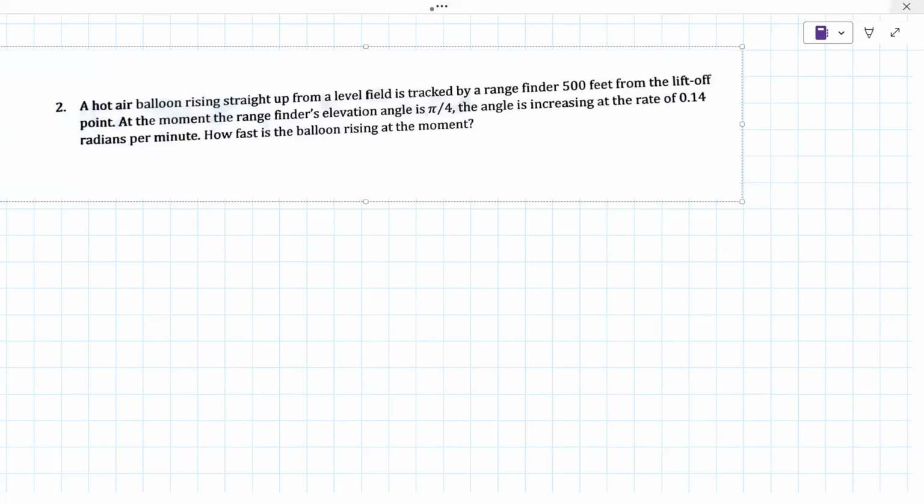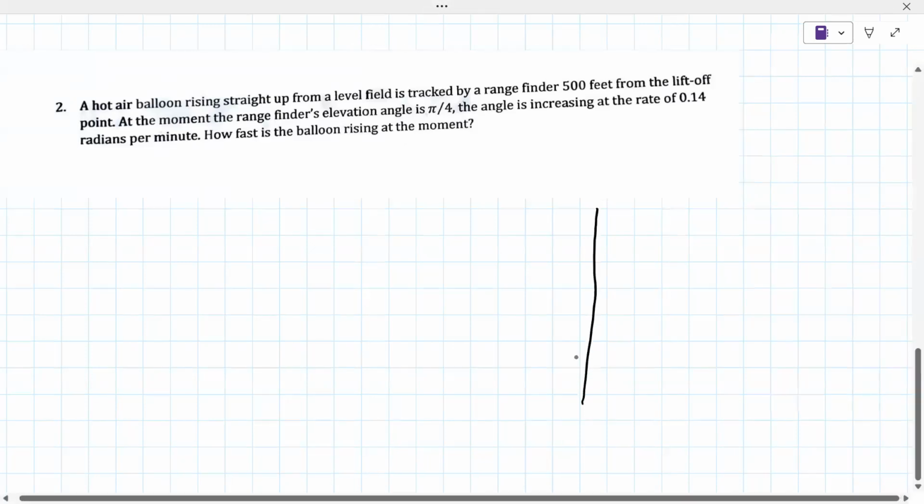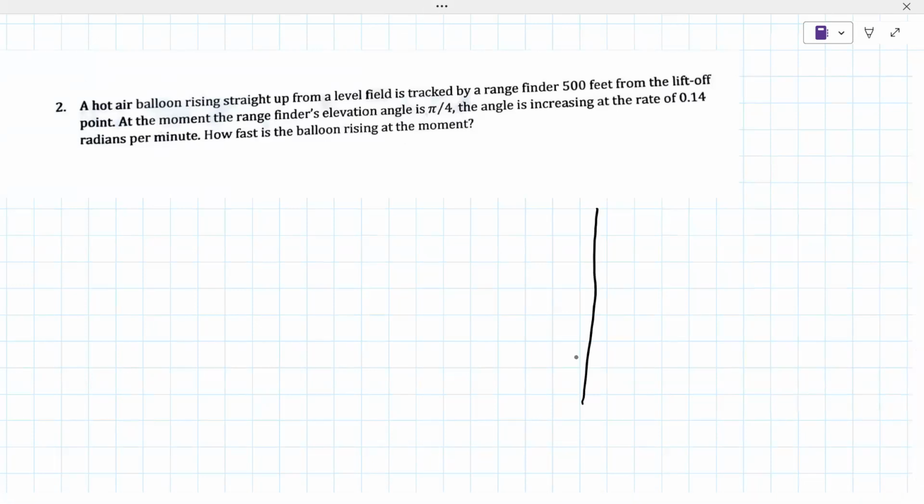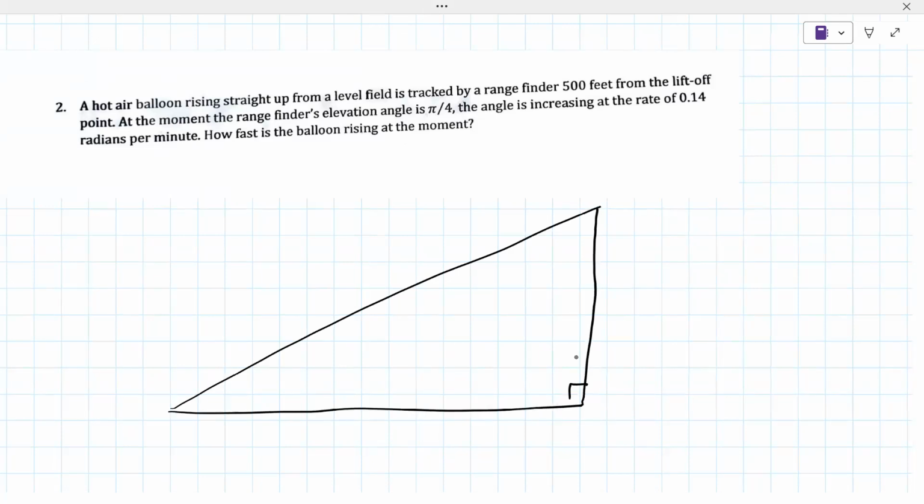All right. A hot air balloon is rising from a level field. It's tracked by a rangefinder 500 feet from the lift off point. At the moment, the rangefinder's angle of elevation is pi over 4. So I'm having a little trouble figuring out how to draw this, but we know that this angle is pi over 4. What I can't tell is where the 500 goes. I'm pretty sure the 500 isn't the height, it's the base.